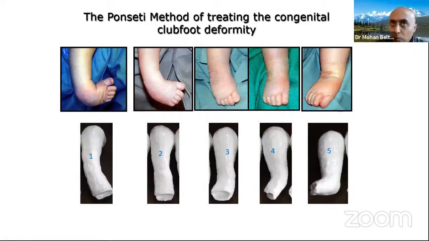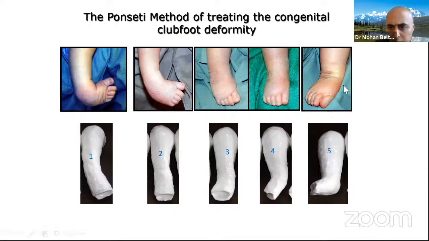And when you see that the hindfoot varus is completely corrected and the forefoot adduction is corrected, the only remaining thing is the ankle equinus, that's when you know that the foot is ready for the tenotomy to correct ankle equinus. Also, you need to achieve maximum abduction by abducting the foot about 60 degrees in relation to the thigh.